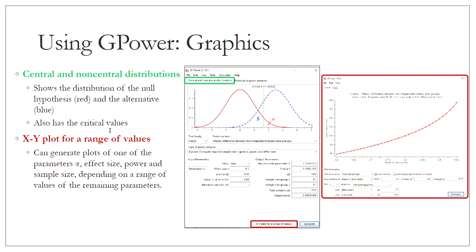It also has those critical values. So the X and Y plot are a range of values, and that's this one over to the far right. This one can generate plots of one of the parameters, alpha, effect size, power, and sample size, depending on a range of values of the remaining parameters. So in general, we're really not using either one of these. Some people really enjoy this type of stuff, and they want to dig into it a bit more. But for the sake of this course, I just wanted you to know, here it is, and here's what it does, but we will not be digging further into that.